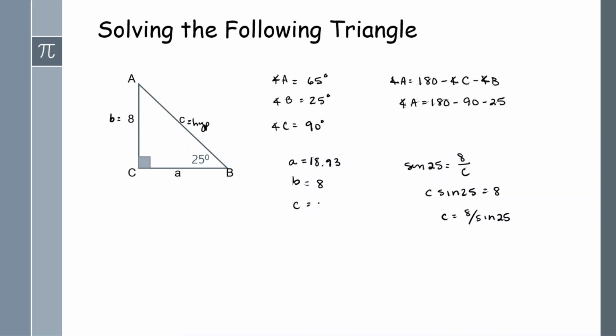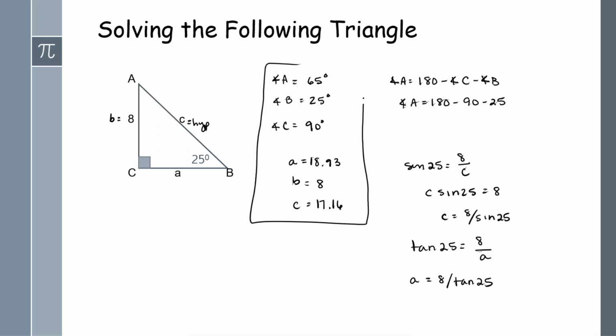Now we can do a similar thing to find A. We know that the tangent of 25 is going to be opposite over adjacent. So again, I can cross multiply and divide, and I get A equals 8 divided by the tangent of 25. So 8 divided by the tangent of 25 comes out to be 17.16. And so we have found all 6 pieces of the triangle, 3 sides, 3 angles.